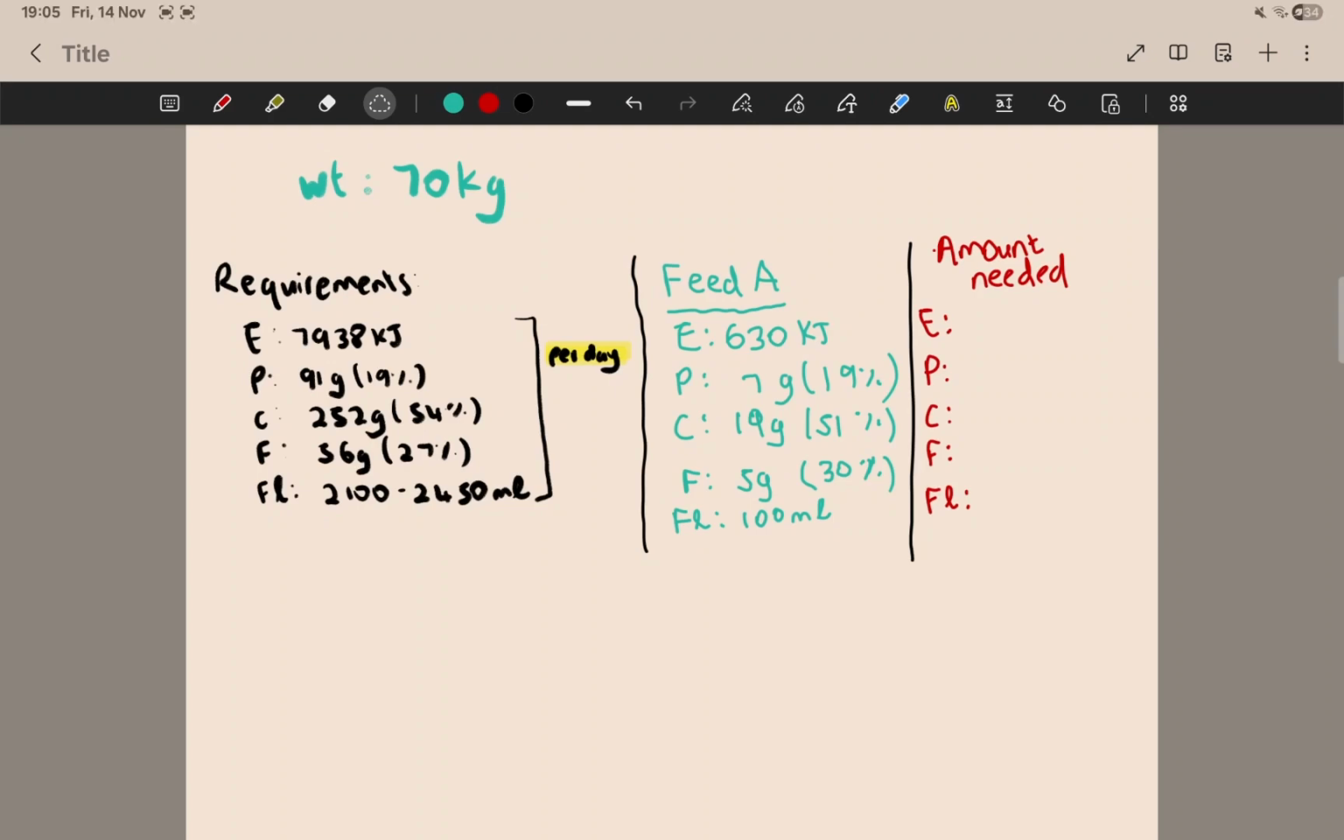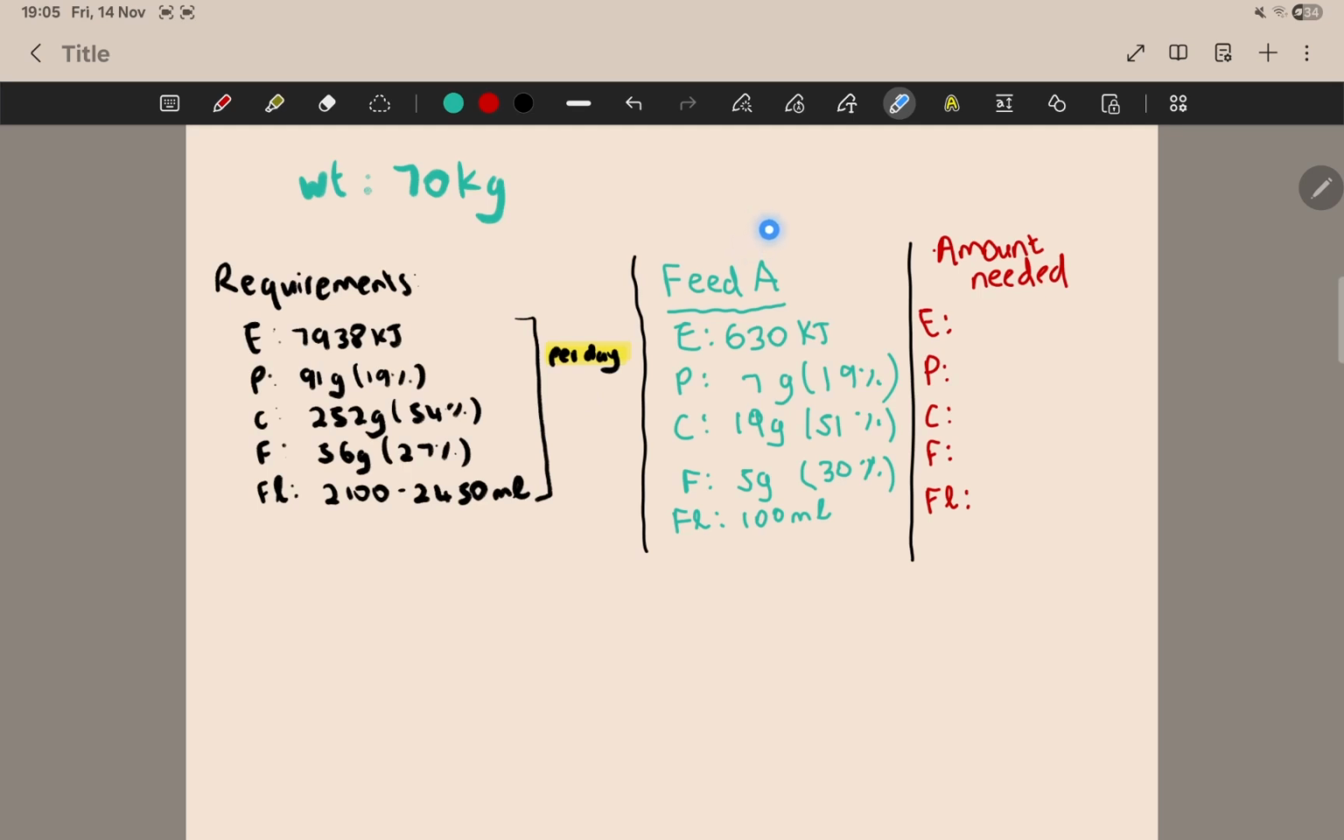Okay, so say we have a patient and the patient weighs 70 kilograms, and you are told that the patient needs to be fed enterally. So how do you go about doing the calculations? So let's start from here. We've got the requirements over on the left side. So I've just come up with some requirements for energy, protein, carbohydrates, fats, and fluids. So I've calculated these requirements, and they're the requirements per day that the patient needs.